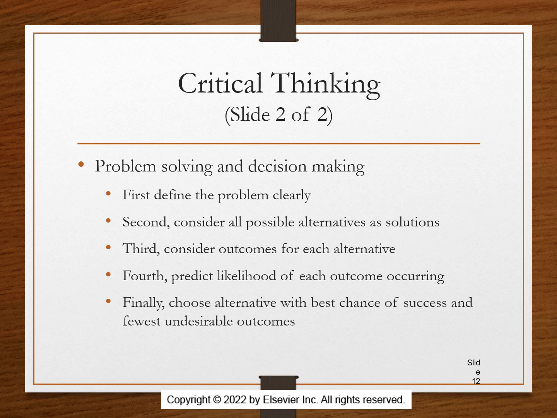Next, consider all possible alternative solutions to that problem. Then consider the possible outcomes for each alternative you have just created. Then predict the likelihood of each outcome occurring. Finally, choose the alternative with the best chance of success and the fewest undesirable outcomes.